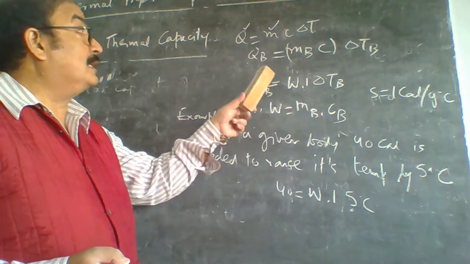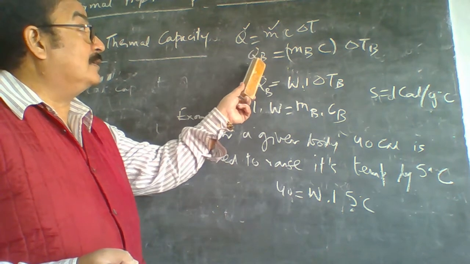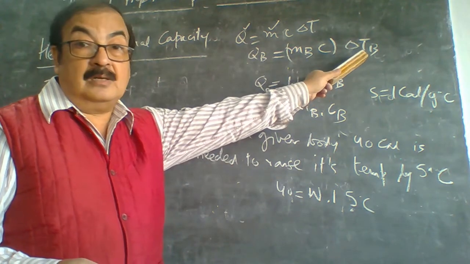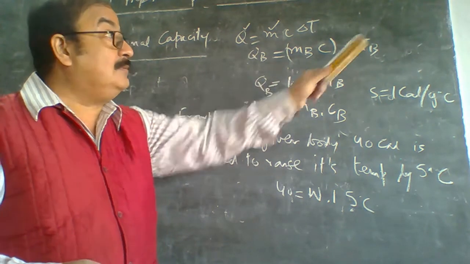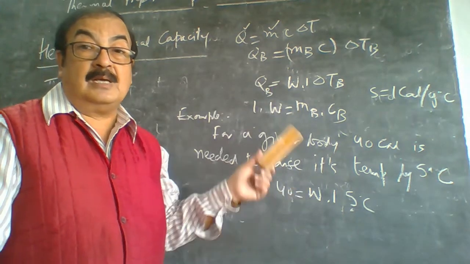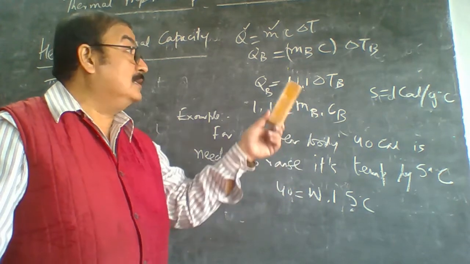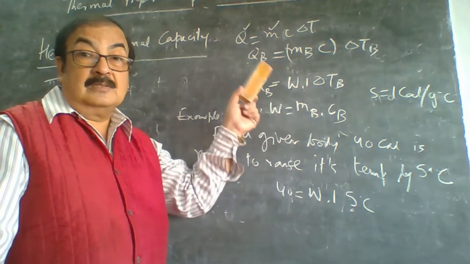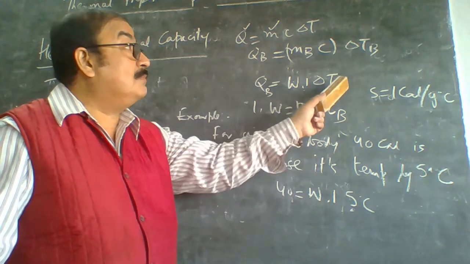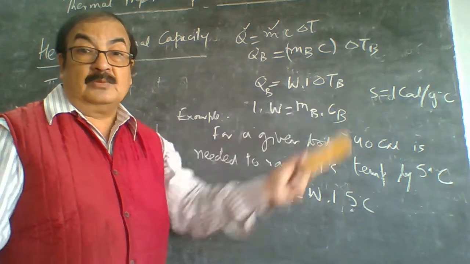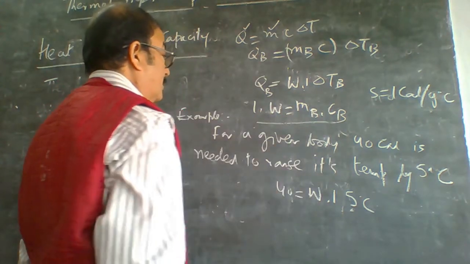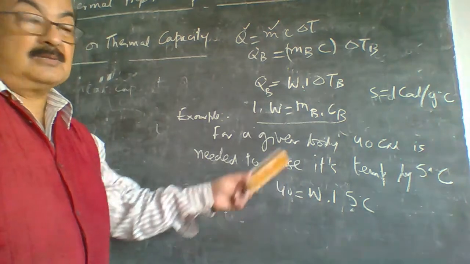So what did we say about the water equivalent? This is the amount of heat QB required to raise the temperature of body B by delta T. The water equivalent is that amount of mass which requires the same amount of heat QB to raise its temperature by the same amount delta T. So everything is the same, and automatically we equate the two, and we get that water equivalent is equal to MB into CB, the mass of the body into its specific heat.